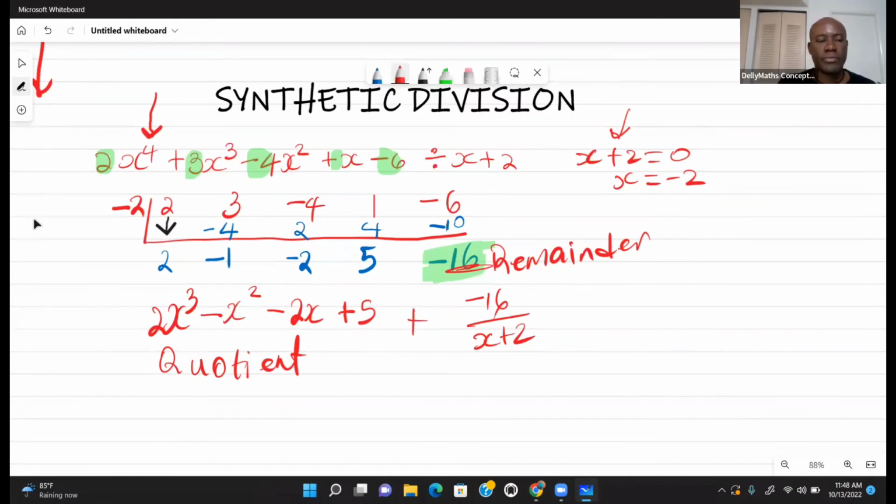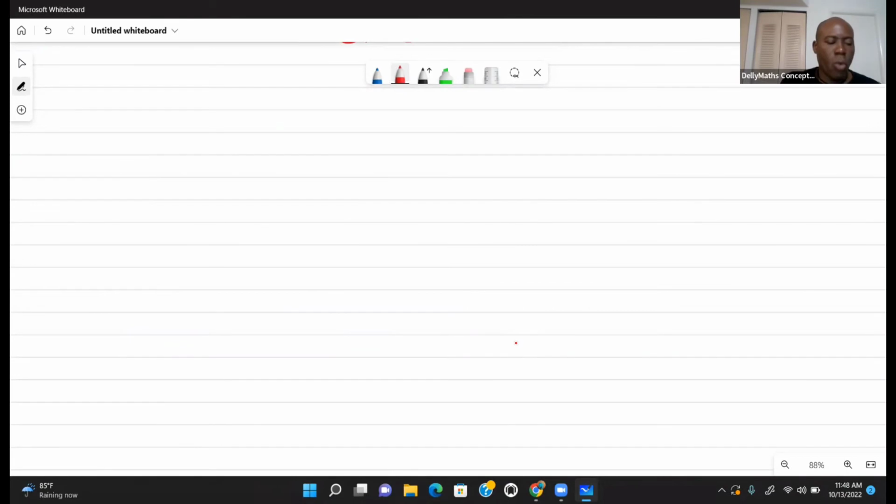Let's try another one. All right, so under long division, what we're going to try now is dividing, let's write this: 5x to the fourth, negative 2x squared, positive 3x, and we're dividing this by x plus 1. Okay. All right. So this is what we have to divide.